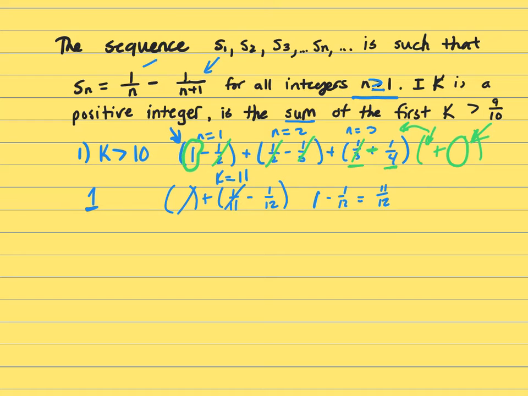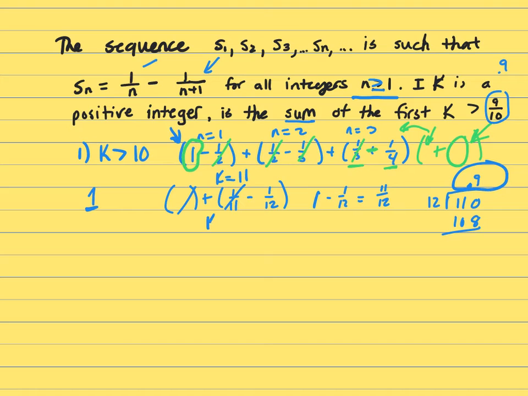Now, 11 divided by 12, add a 0, that's going to be a 9. 9 times 2 is 18, that's going to be 10. So this quotient is going to be greater than 9/10. 9/10 is 0.9. So let's try it for one other one, okay? That was for when I let k be 11.